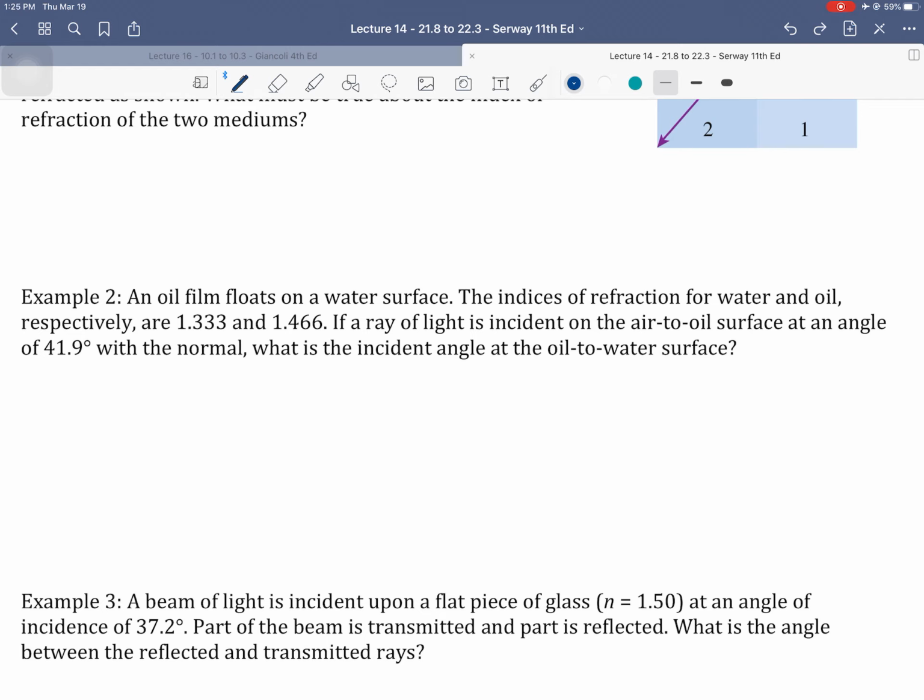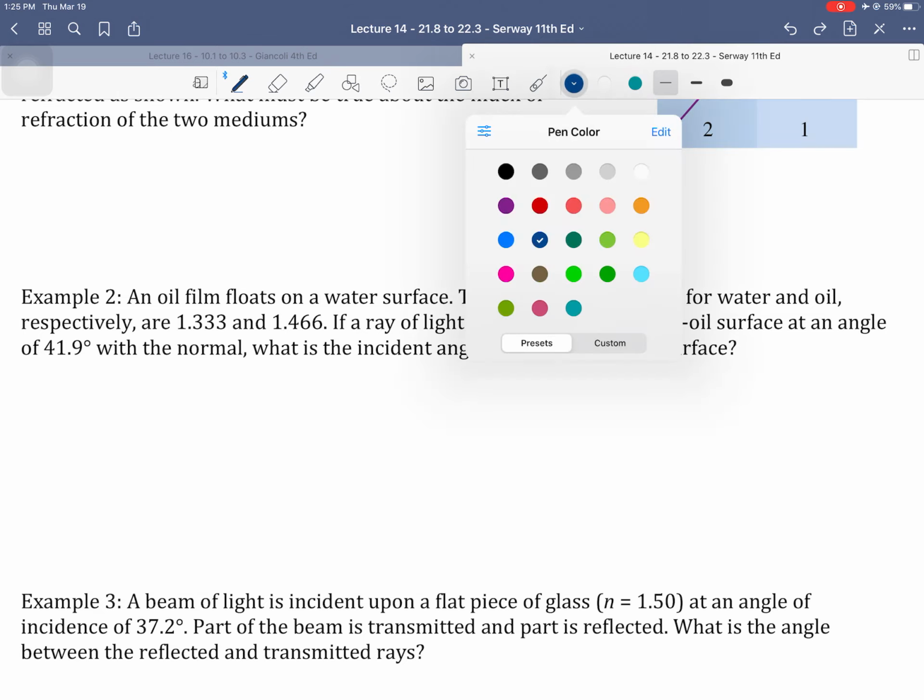Okay, so let's do our first actual computational example with refraction. Okay, so an oil film floats on a water surface. The indices of refraction for water and oil, respectively, are 1.333 and 1.466. If a ray of light is incident on the air to oil surface at an angle of 41.9 degrees with the normal, what is the incident angle at the oil to water interface? So let's draw a picture of this.